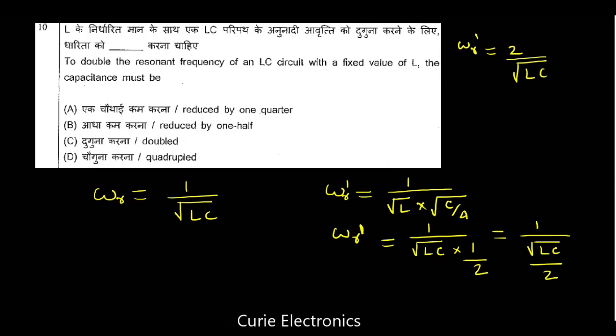Now 1 upon root LC we know, that is omega r dash equals 2 times omega r. So we got the equivalent equation. So what is the answer? The answer is reduced by 1/4.